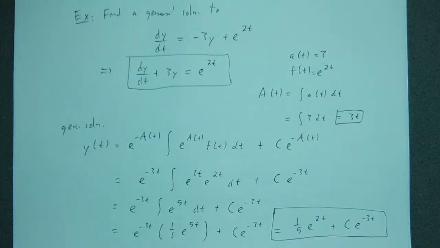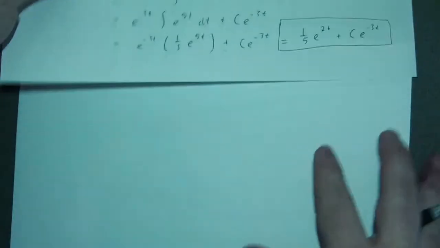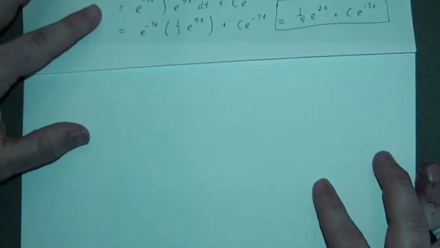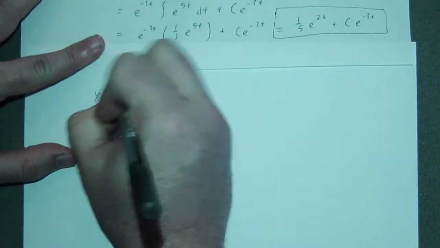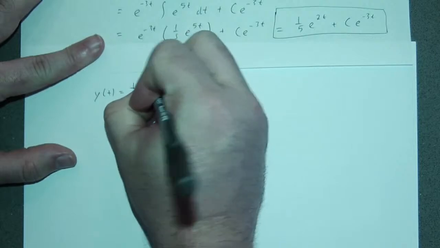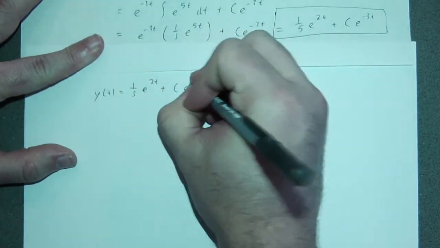All right. Now, the question becomes, is this actually the solution to this equation? Well, let's check it. You don't have to check every single one of these. This is purely us doing this just to make sure we understand what's going on and to make sure the thing we found is actually a solution. So let y of t be equal to 1/5 e to the 2t plus c e to the minus 3t.